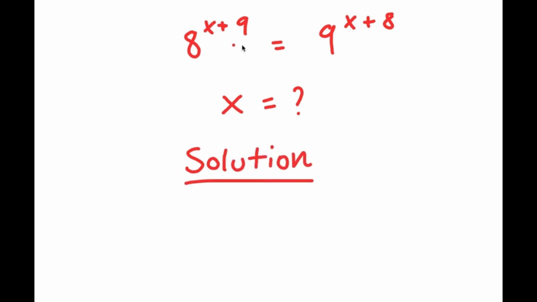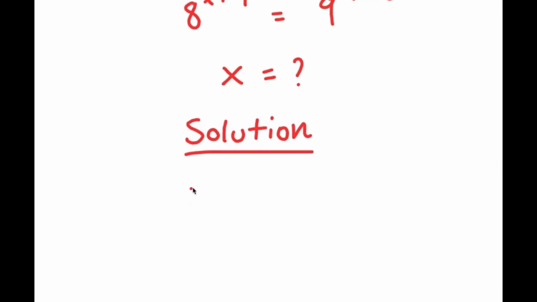I'm going to start by rewriting my equation down here so I have more solving space. So my equation is 8 to the power of x plus 9 is equal to 9 to the power of x plus 8.